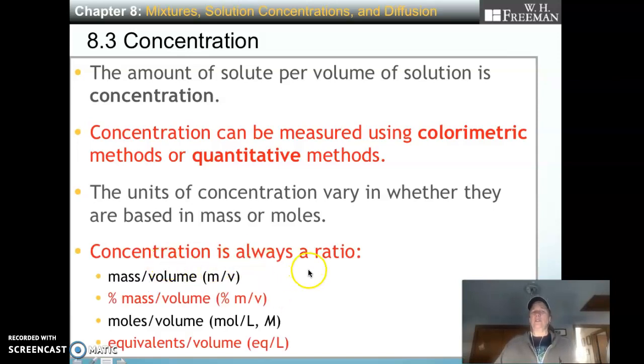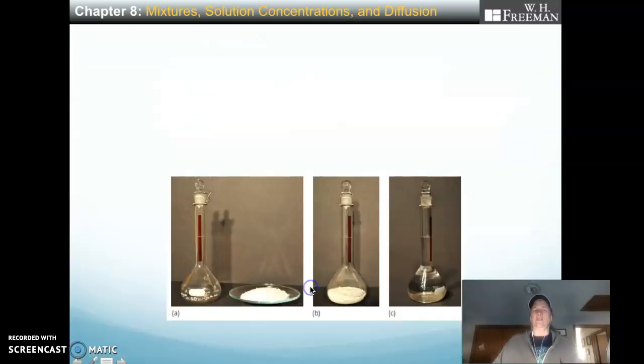We can do concentration as a ratio of mass to volume. Percent mass to volume, that's percent mass. Moles, again, we have to switch things to moles, to volume. Oh, there's your molarity, sorry. And then equivalence. Equivalence is how many hydrogen or hydroxide ions, and I'll show you those later. So there are all different kinds of ways of doing concentration.